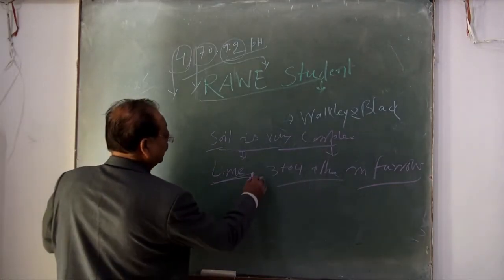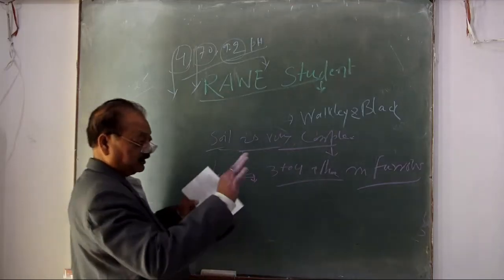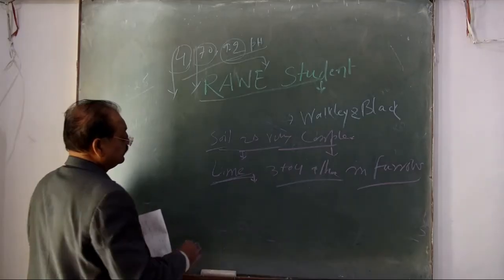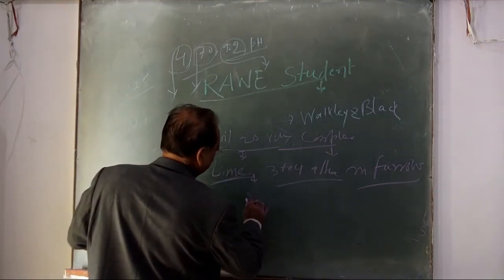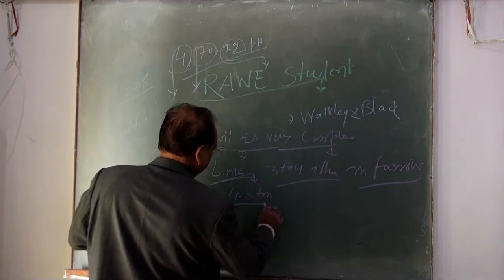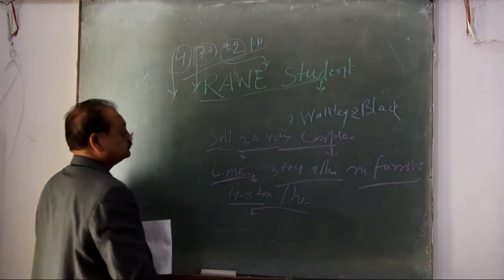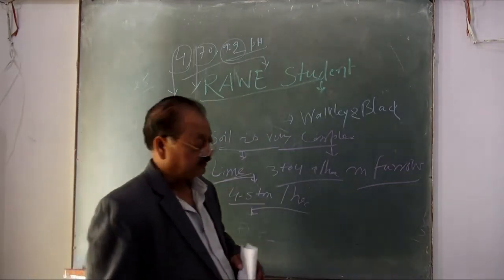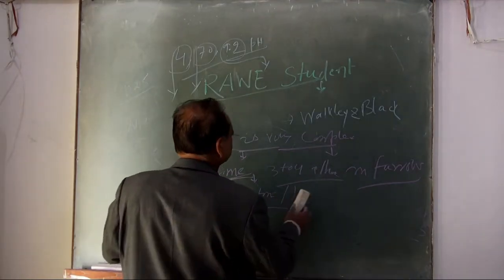And if you apply it not in furrow but by broadcasting, then you go for 4 to 5 ton per hectare. This is broadcasting. Okay.